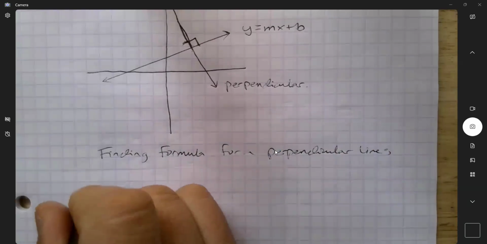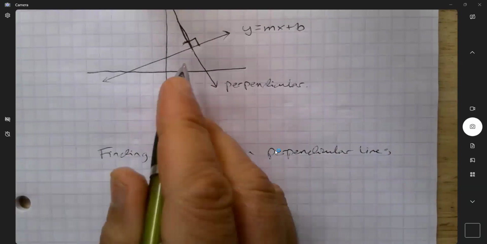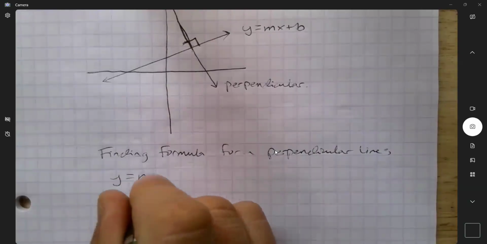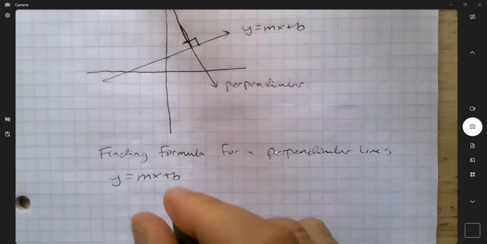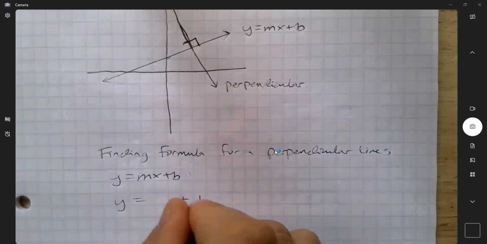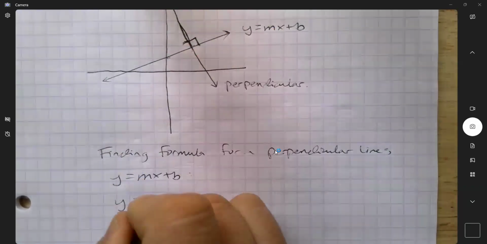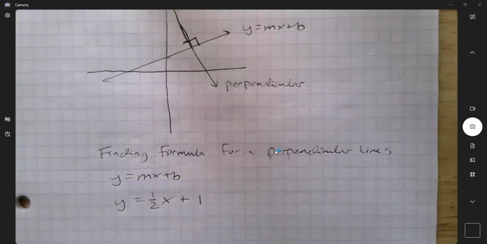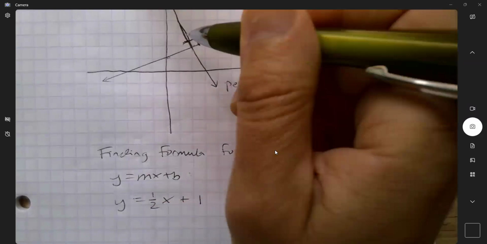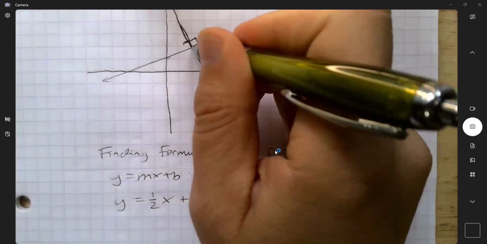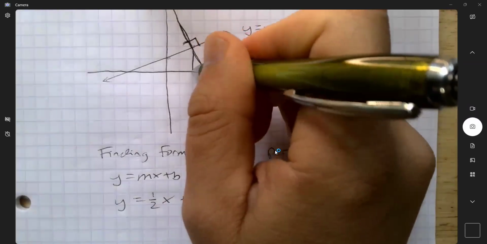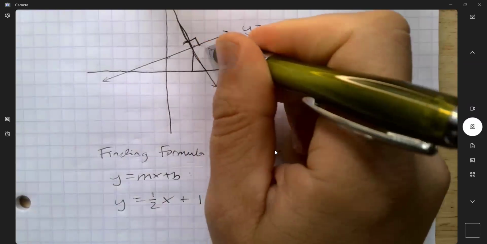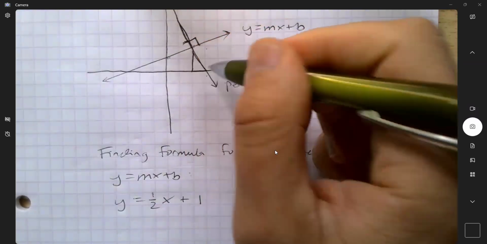So let's use, for example, this line here, which is y equals mx plus b. If you look a little more closely, you see that the y-intercept is 1. And the slope here is 1/2. So y equals 1/2 x plus 1. Now the perpendicular line, which crosses at a right angle, has a slope of -2. X goes over 1, y goes down 2.